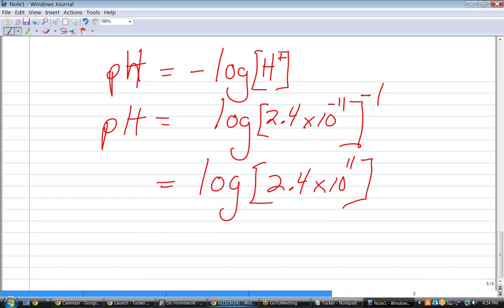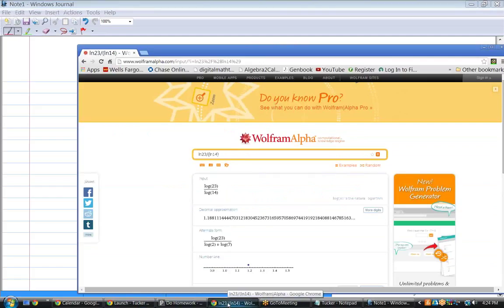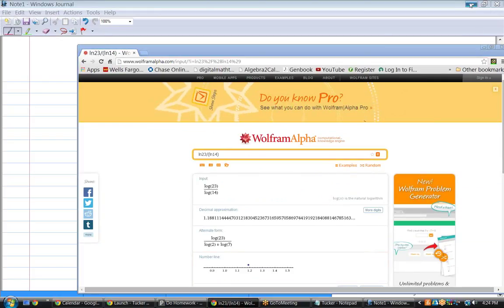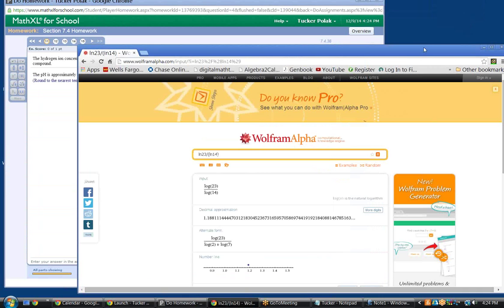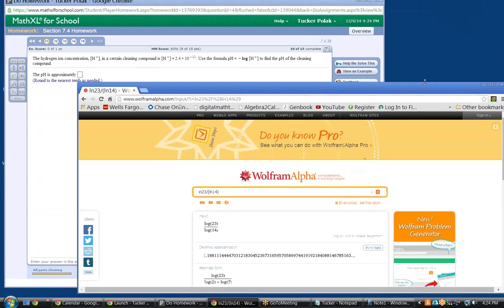Let me do that on Wolfram Alpha, although you might want to make sure you know how to do this one on your calculator, because it's got scientific notation. You just have to close the parentheses, right? You have to do what? You just have to put the numbers in parentheses, right?